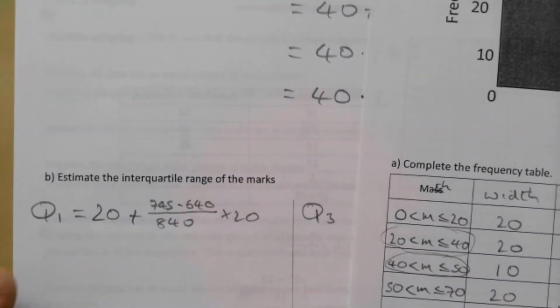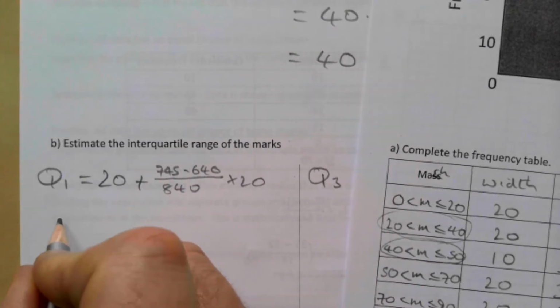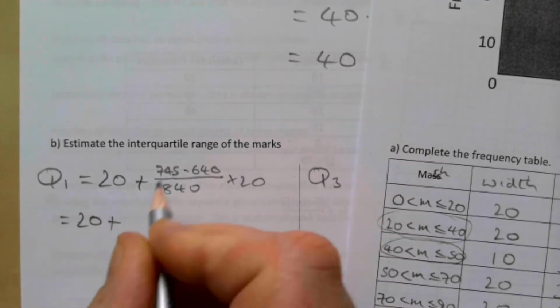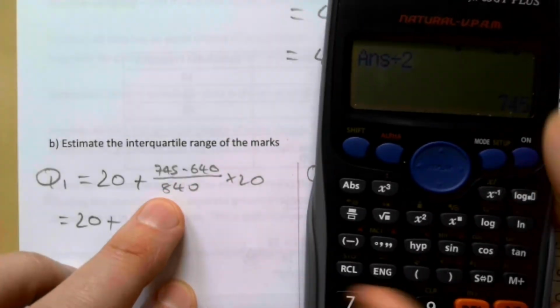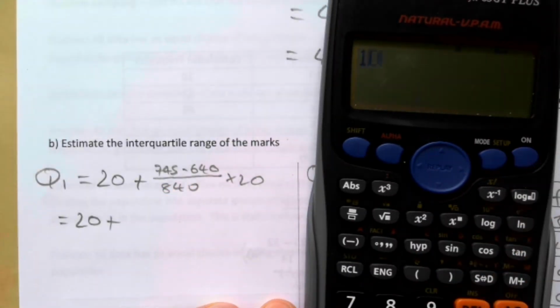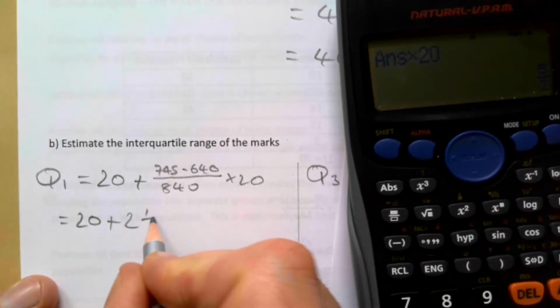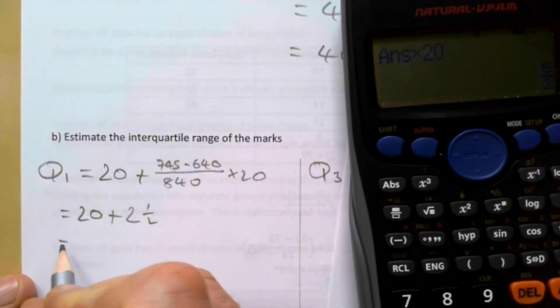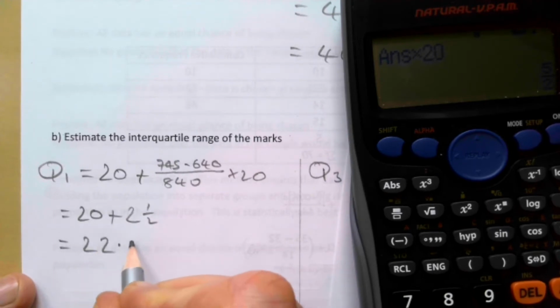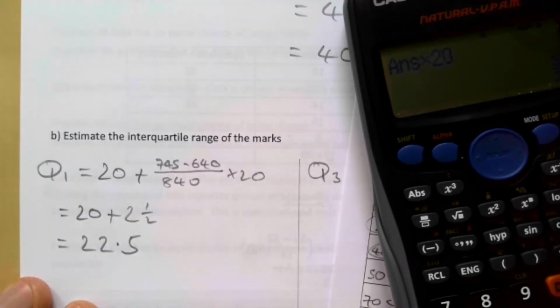So if you can understand that, you are in good shape. So that's going to be 20 plus 105 over 840. That's quite a nice number, I think. Yeah, it's an eighth. Multiplied by 20, so it's 2.5. That was quite handy. And so my lower quartile is going to be 22.5.